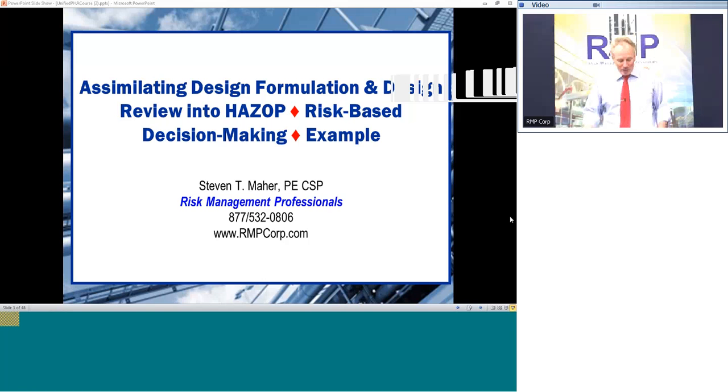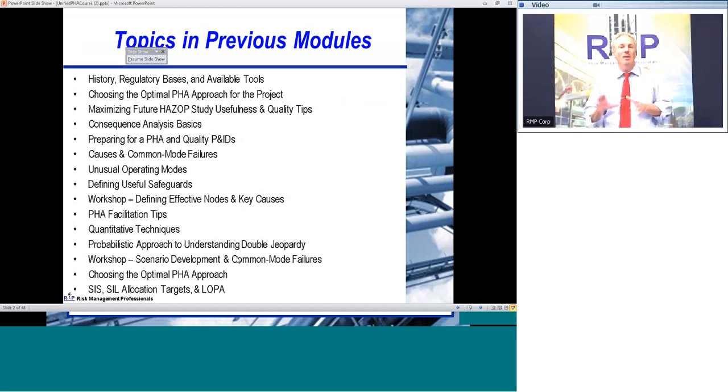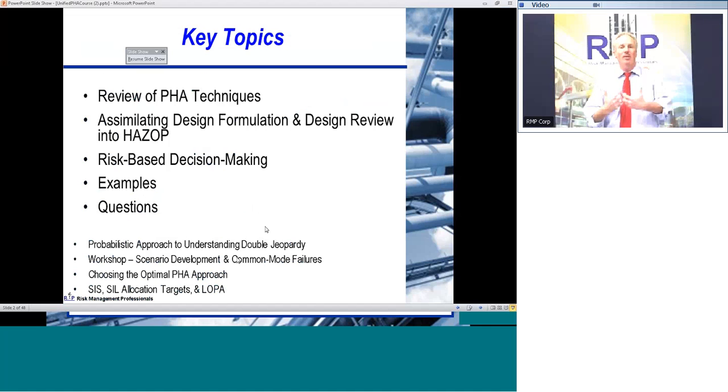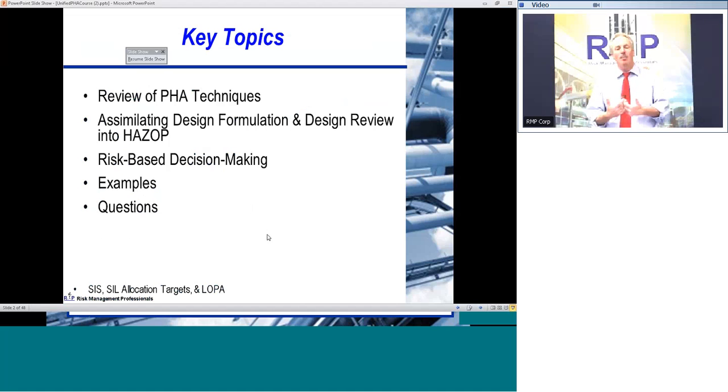So the key things that we're going to get into today are taking a quick look at PHA techniques to make sure we're synchronized in terms of what sort of things can be done. How do you pull together design formulation and design review into the HAZOP? A little bit about risk-based decision-making with a couple of quick examples.